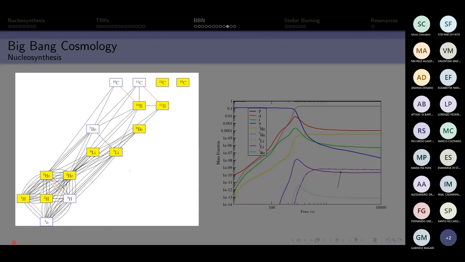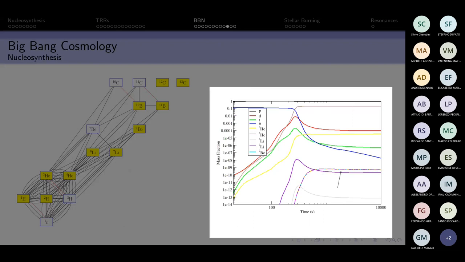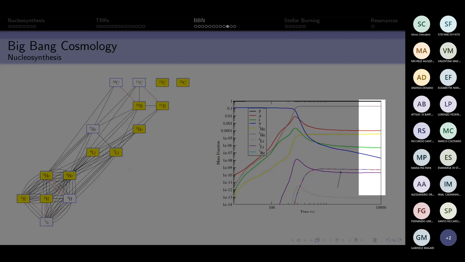So here's one calculation I did, where I'm just looking at the mass fraction of different elements, protons, deuterons, tritons, and all these things as a function of time. This is a logarithmic scale: this is 100 seconds, 1,000 seconds, 10,000. You can see at some point they become more or less an equilibrium value. The nucleosynthesis stops.